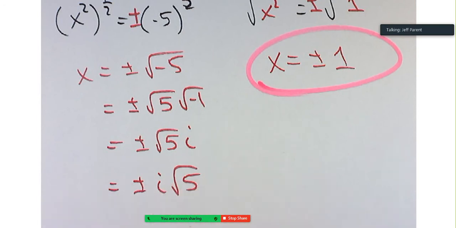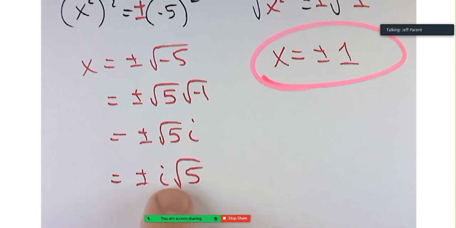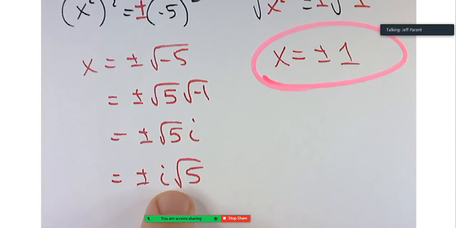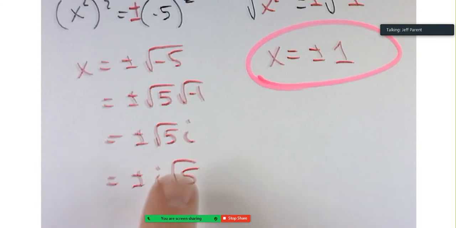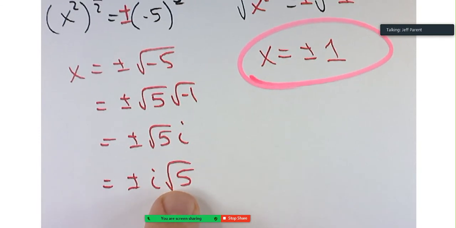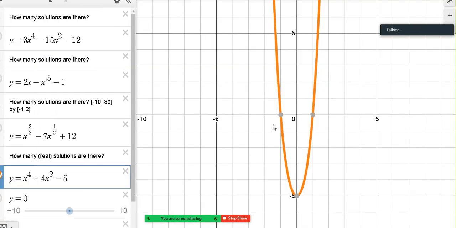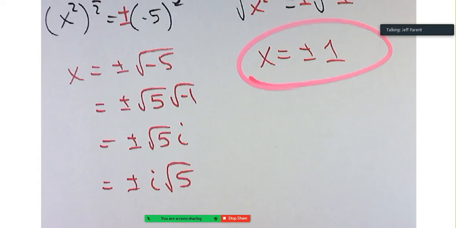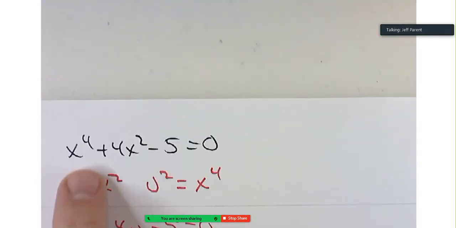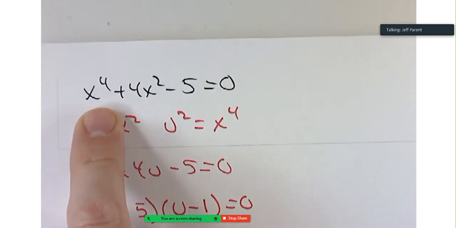I do think, Michaela, you can tell me, did WebAssign want the complex solutions as well? Yes. All right. So it is going to look for these two solutions in addition to the real solutions. So let's look back at the graph. Yeah, all we saw was the real solutions. But there's two more. And this is kind of a little hint at what you're going to see in college algebra in the next course.